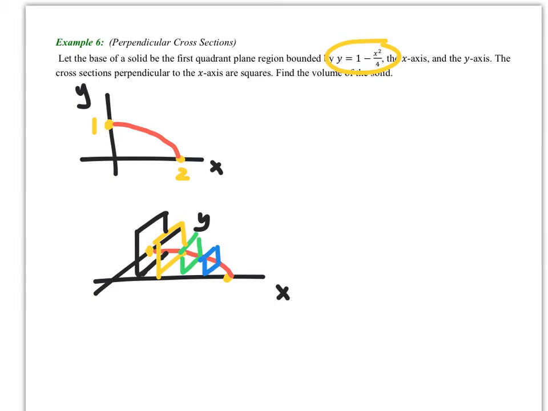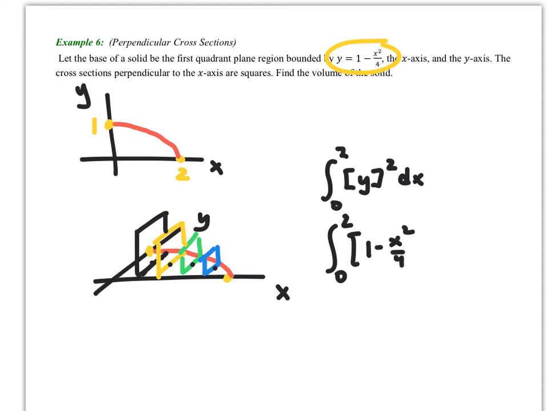So what we'd have here is the integral from 0 to 2 of whatever our y value is. Each of those lengths are y values, and we're going to square them. So the integral here would be from 0 to 2 of y, which is 1 minus x squared over 4, dx. As simple as that. That's a square, so I'm going to take this y and square it.